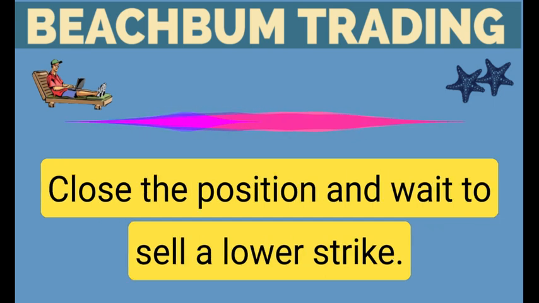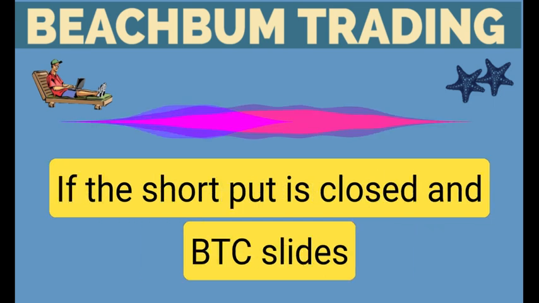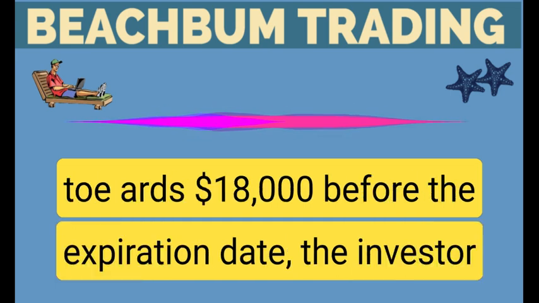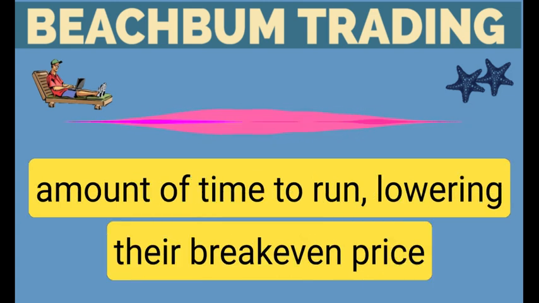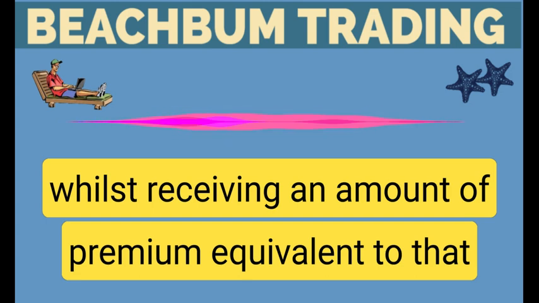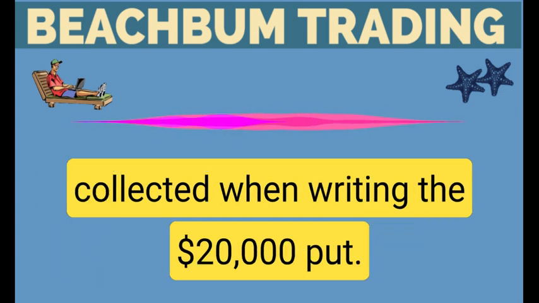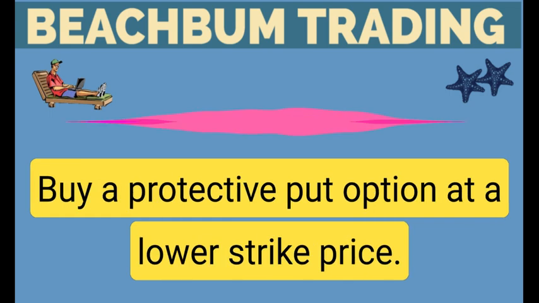Close the position and wait to sell a lower strike, if the short put is closed and BTC slides toward $18,000 before the expiration date. The investor can sell a lower strike price with a similar amount of time to run, lowering their break-even price whilst receiving an amount of premium equivalent to that collected when writing the $20,000 put. Buy a protective put option at a lower strike price.